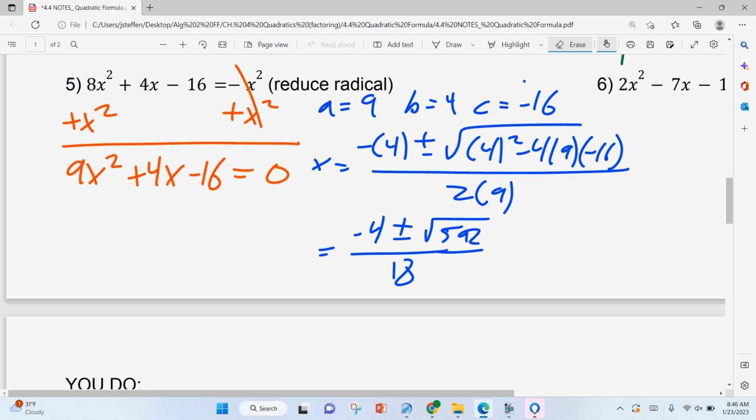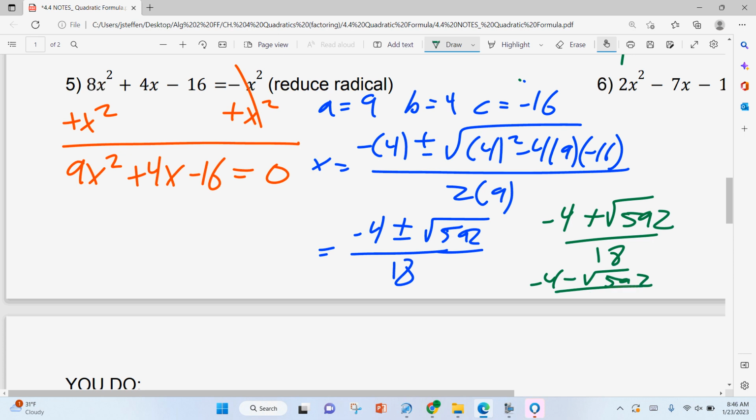That's your answer. Now, again, you might say, well, Mr. Stephan, you said you have 2 answers. Well, yeah, technically, if you wanted to go into detail, you could say, well, we have one answer is -4 plus square root of 592 over 18, and one of them is -4 minus square root of 592 over 18. And some multiple choice questions will give you those. They'll separate it like that. But for me, why waste your time? That's what this means. I'm okay with you leaving it like that.